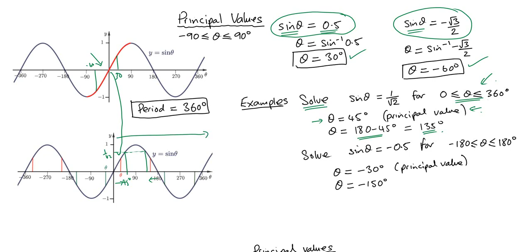Now if we look at the next question, sine theta is minus 0.5. You put that into your calculator, okay? It's going to give you minus 30 degrees, so it's going to give you a value here. It's going to give you minus 30, really where that green line is there. So that's minus 30. Okay, so it's going to give you minus 30 there.